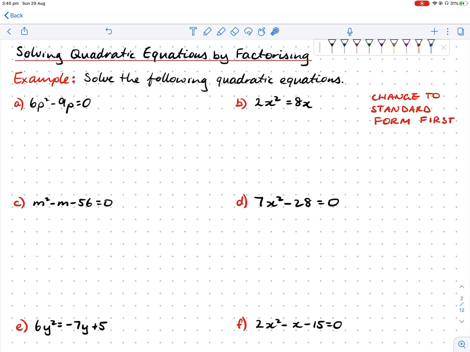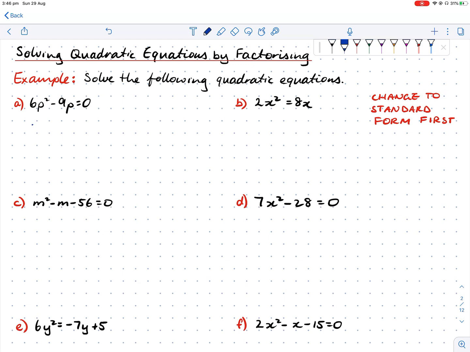For each of these, we need to first factorize the equations, and then we need to solve. Okay, so it's a two-part question. When we're looking at the first question, 6p squared minus 9p equals 0, there's only two terms there, so it's not a trinomial. But what you will notice is that there are common factors. So we're going to take out any common factors.